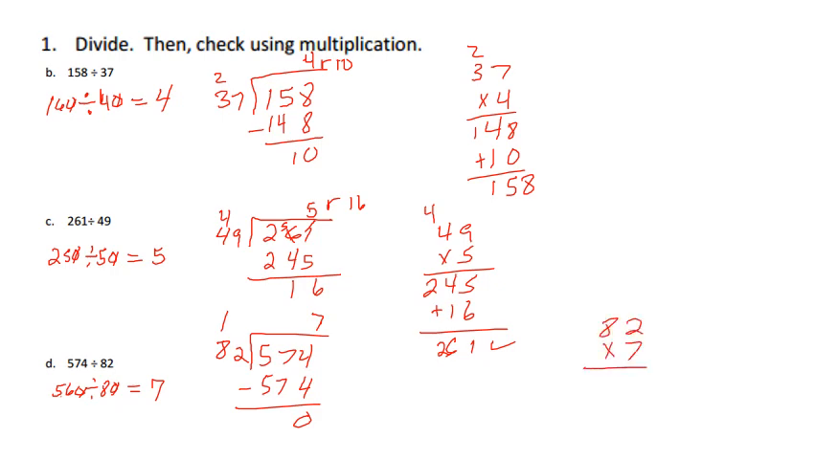Now to check, we can go back and do 82 times 7. 7 times 2 would be 14, carry our 1. 8 times 7 is 56, and 1 is 57.